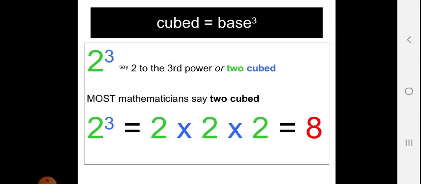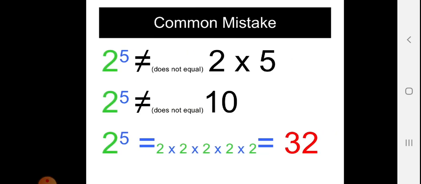Cubed. Whenever any number or base has power 3, it is called cubed. So, 2 raised to 3 is also called 2 cube, or 2 to the third power. Most mathematicians say 2 cubed. So, 2 raised to 3, or 2 cube, is also derived as 2 into 2 into 2, which is: 2 twos are 4, 4 twos are 8. So, your answer is 8.